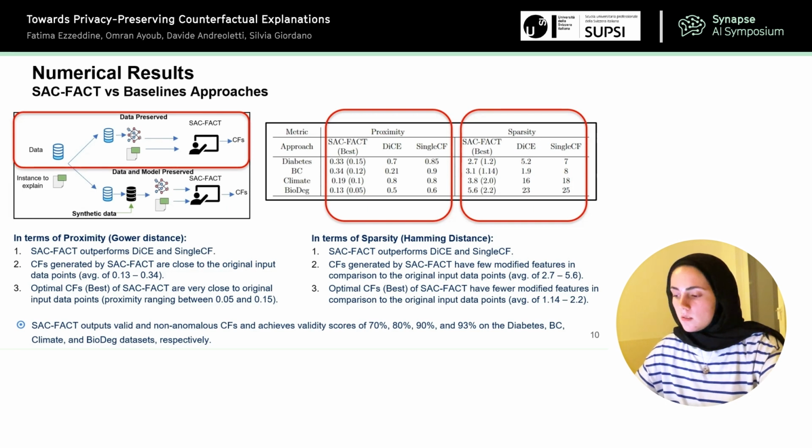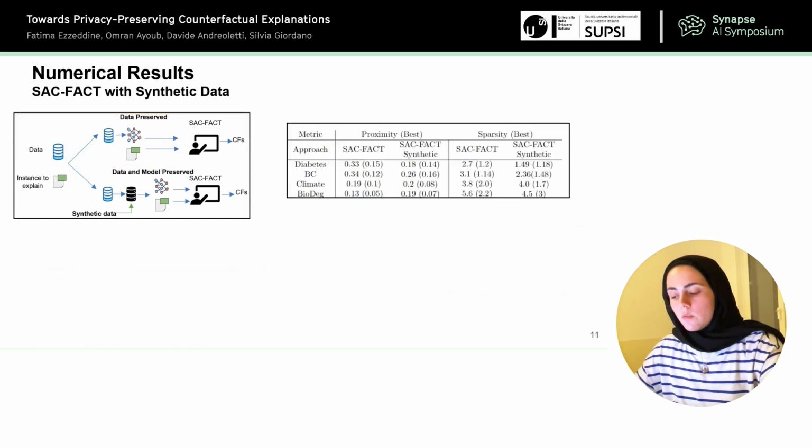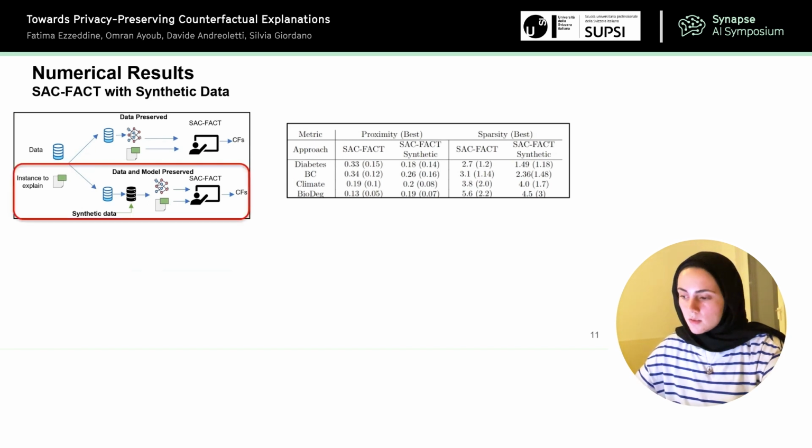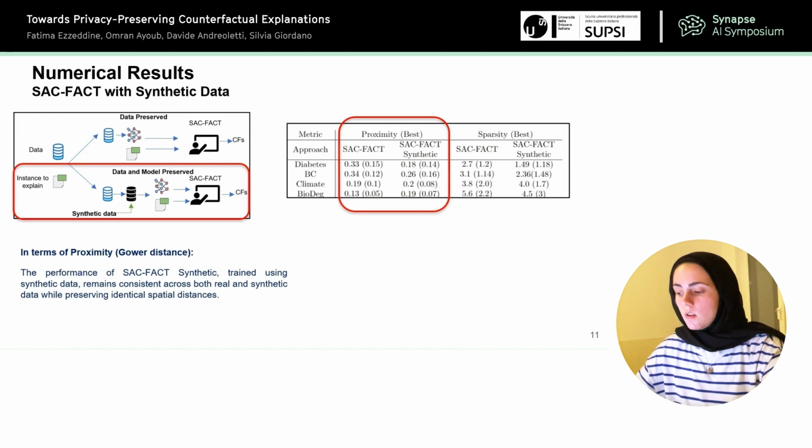In terms of validity, since we have added the penalty of anomalies in the reward function, we can see that we also have high validity scores over the 4 datasets, and that the reinforcement learning has learned how to avoid generating anomalous counterfactual explanations.